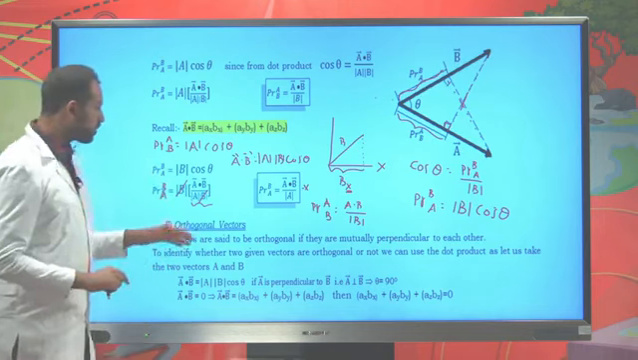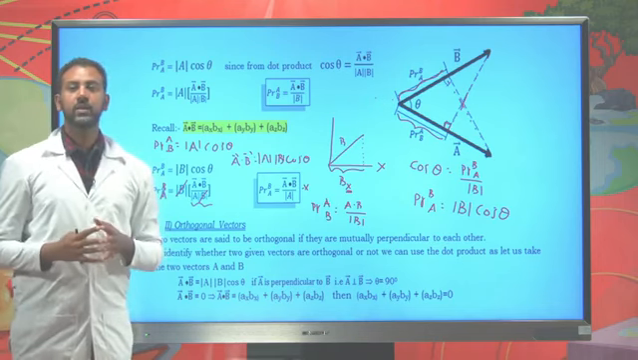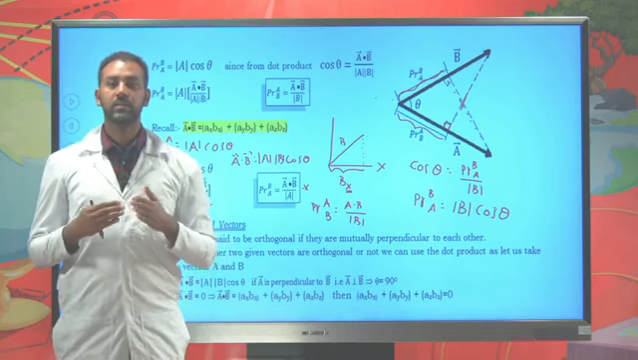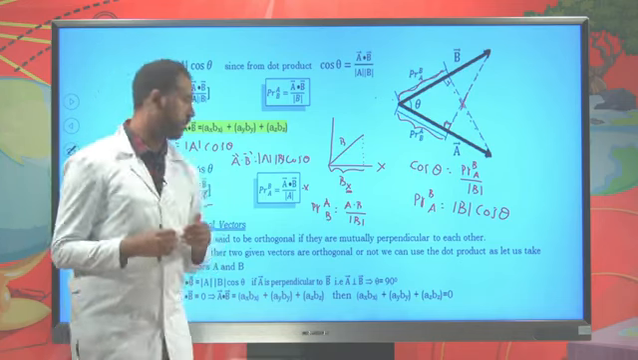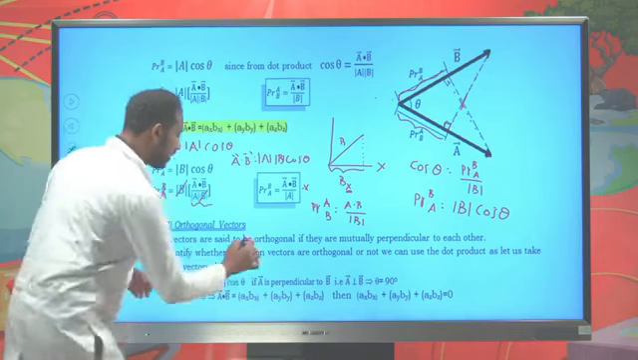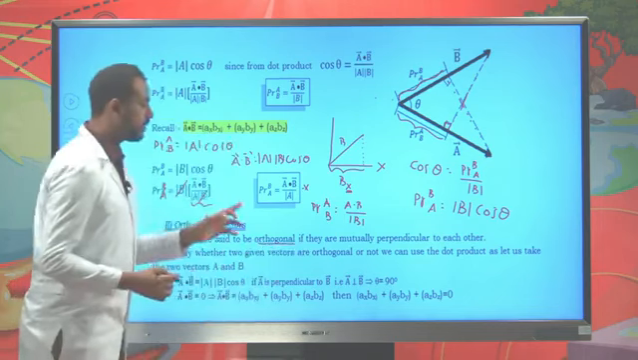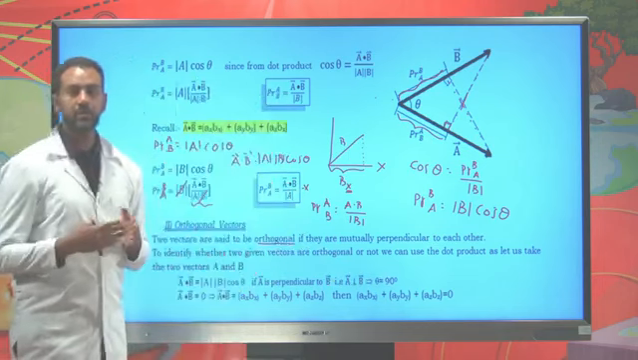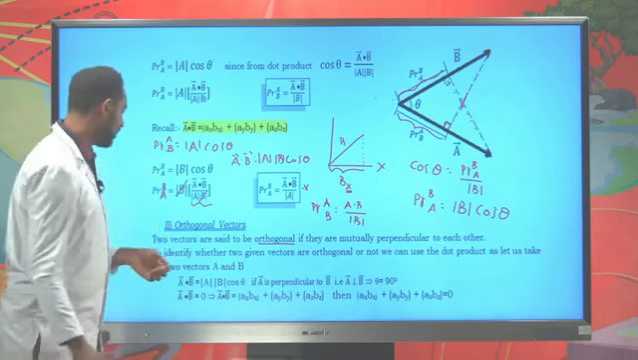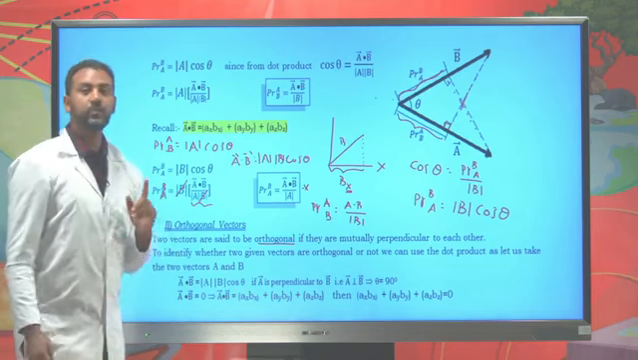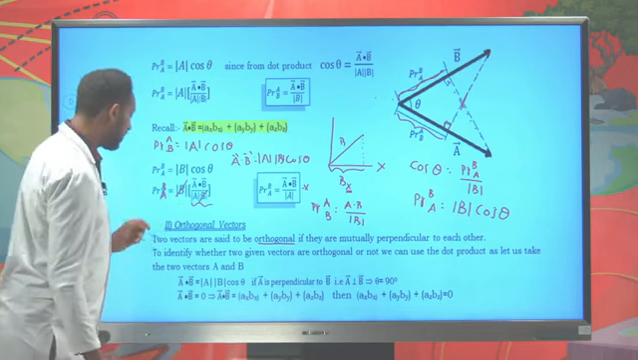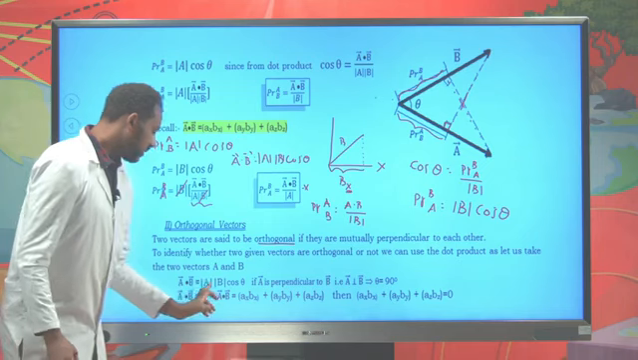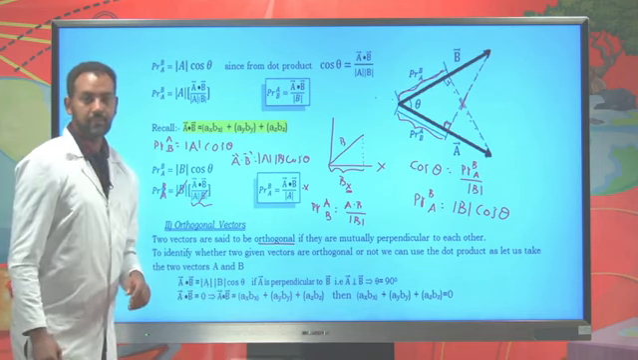The other application, the most important application, is how do we determine the orthogonality of vectors? Orthogonality of two vectors means whether they are perpendicular to one another or not. Two vectors are said to be orthogonal vectors if they are mutually perpendicular to one another. To identify whether two vectors are perpendicular to each other, we should use the dot product. A dot B gives us magnitude of A, magnitude of B, cosine of theta.